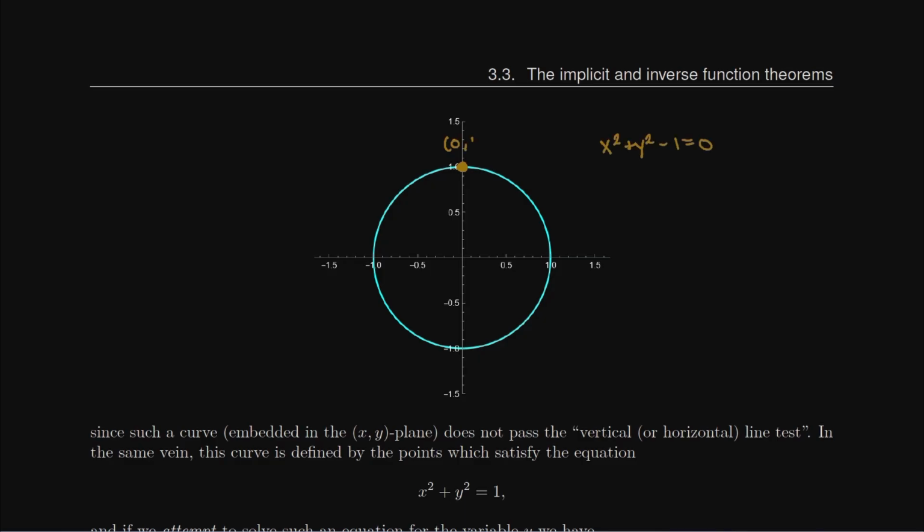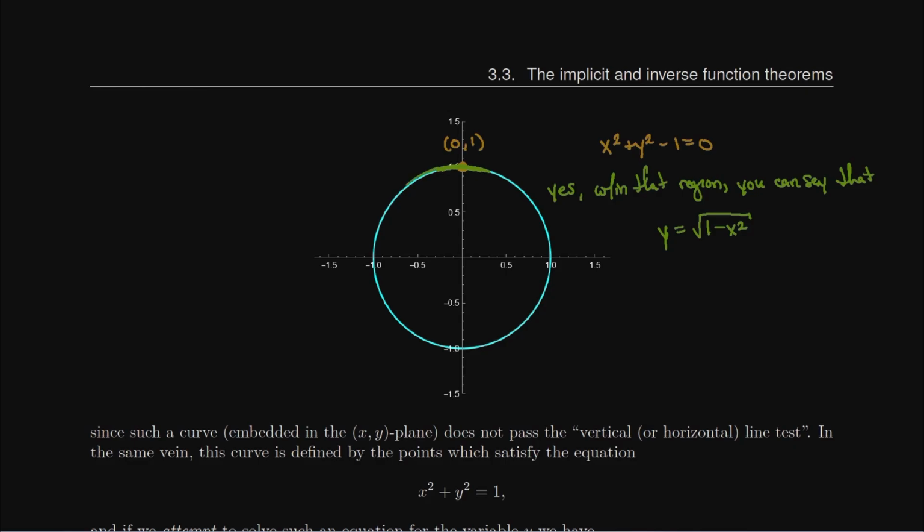In fact, what is that point? 0, 1. Within a small region around this point, like here, the question is, can you solve for y in terms of x? And the answer is yes. Within that region, you can say that y is equal to positive root 1 minus x squared. So it's possible to solve for y in terms of x within a small enough region.